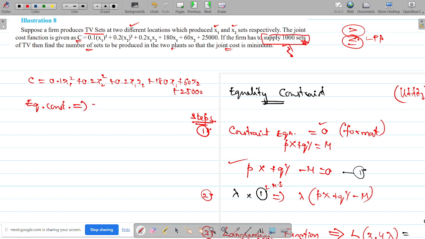So equality constraint is so simple. Even the cost function looks tedious, x1 and x2 is equal to 1000.